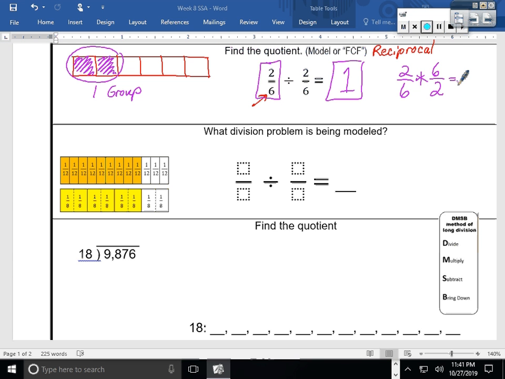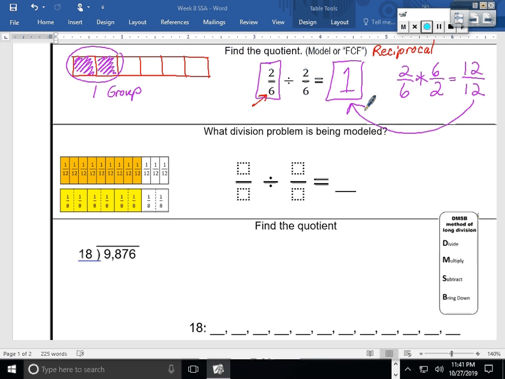Is that really true? Let's see if it works out. Some of you might see some cross simplifying here, but let's just multiply across and see what happens. 2 times 6 would get me 12 in my numerator, and 6 times 2 would get me 12 in my denominator. 12 twelfths. That looks like a different answer. Or is it? Hopefully you recognize that if I had all 12 pieces of the 12 that I started with, I would have 1 whole. So it's another way of showing 1 whole.